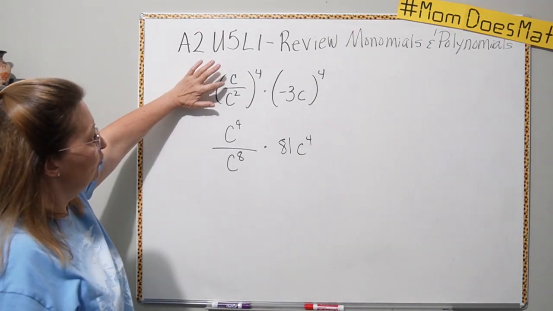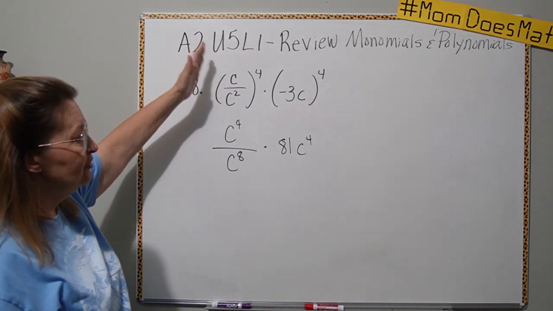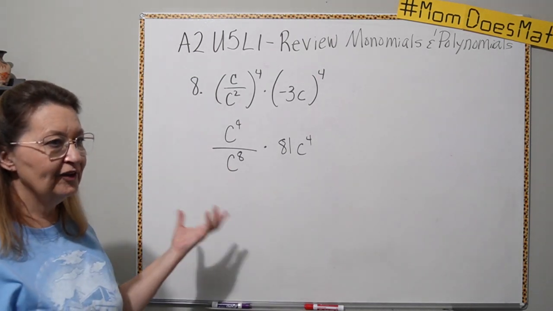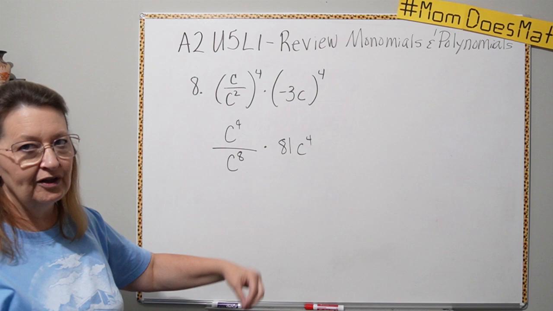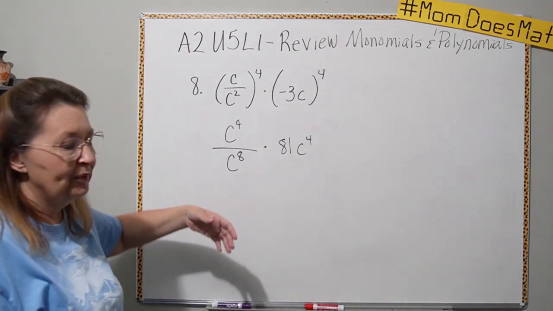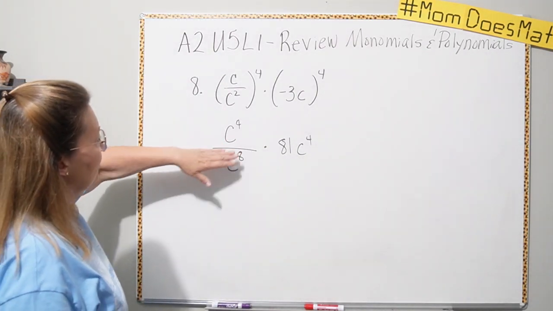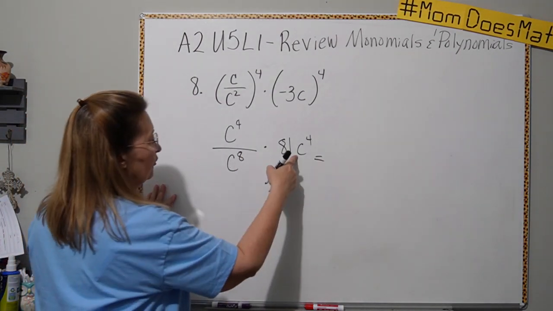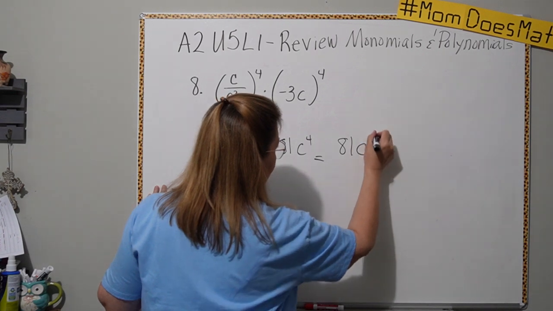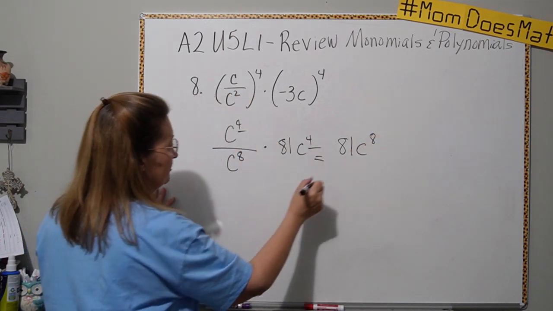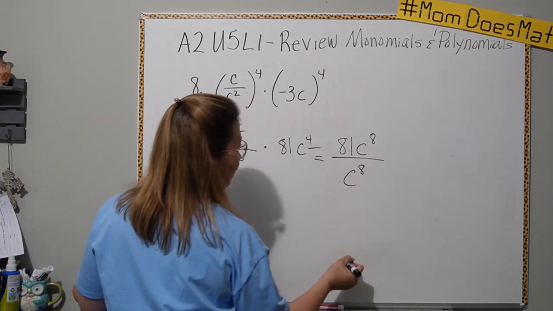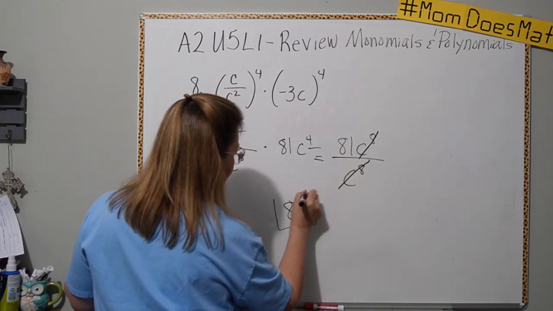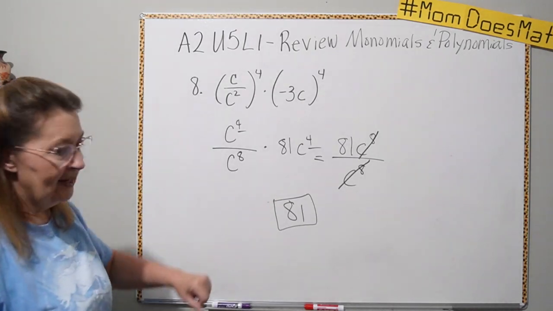And you know, if you wanted to reduce this down first, you can. On all of these problems, if you reduce first and then simplify, you're going to get the same answer as if you simplify and then reduce. So it just, whichever one appeals to you. Okay, so now when I multiply this, I'm going to get c to the 4th times 81 c to the 4th, which is 81 c to the 8th, because I added these two, over c to the 8th. The c to the 8ths cancel out. So your final answer is just the constant term, 81.